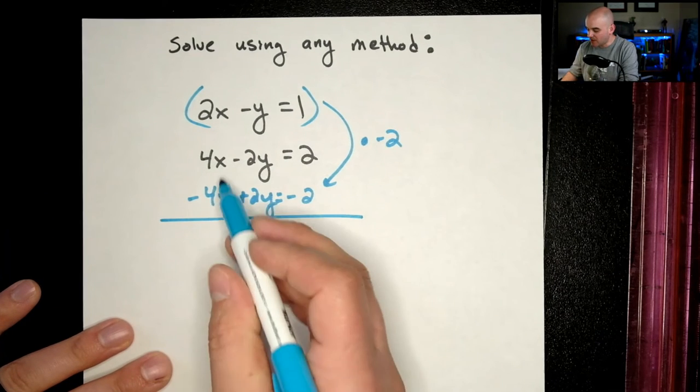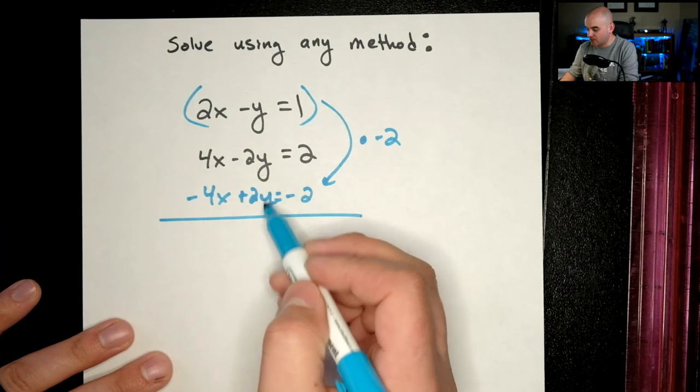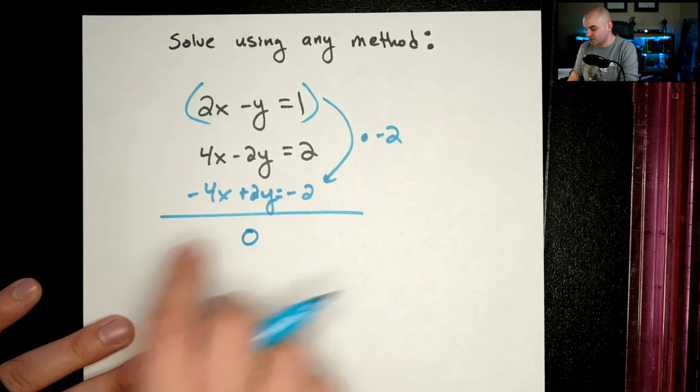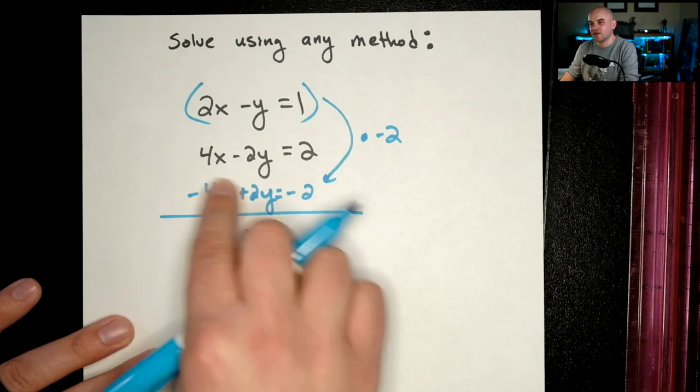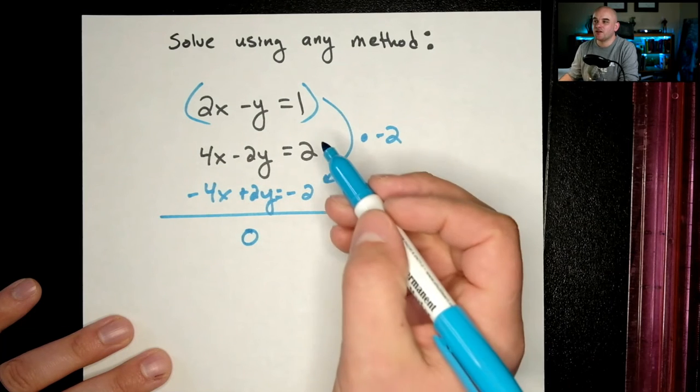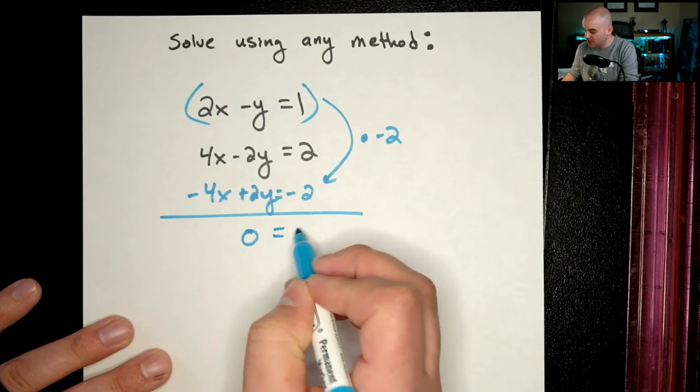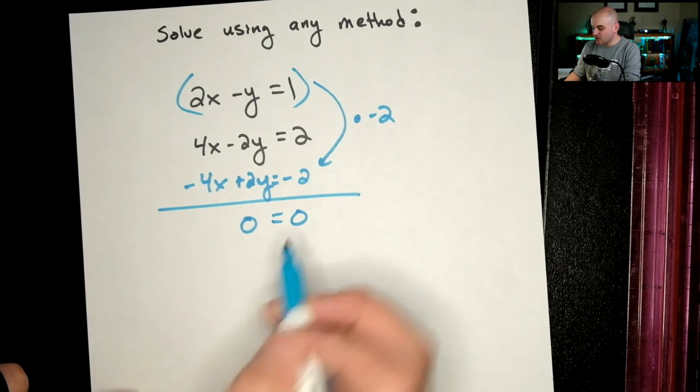So adding these up, I get 0x on the left side, and 0y on the left side. So everything on the left side adds up to 0. And then on the right side, I also get 0. 2 plus a negative 2 is equal to 0. So I get 0 equals 0.